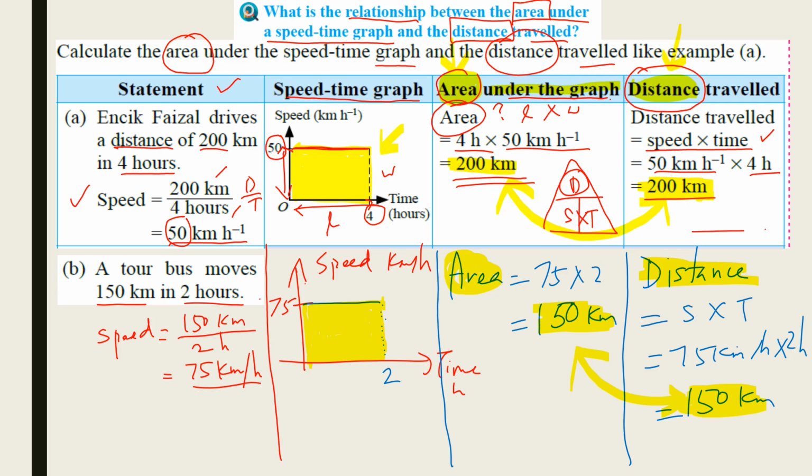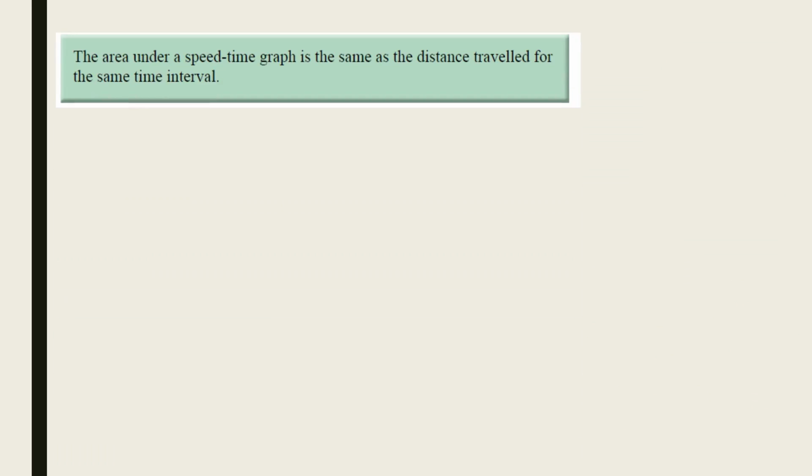Yeah, so we can make one conclusion here. We can make one conclusion that the area under a speed time graph is the same as the distance travelled for the same time interval.